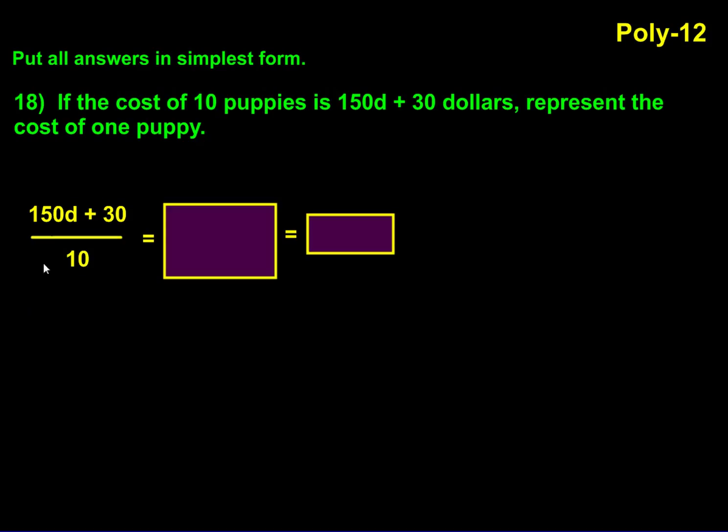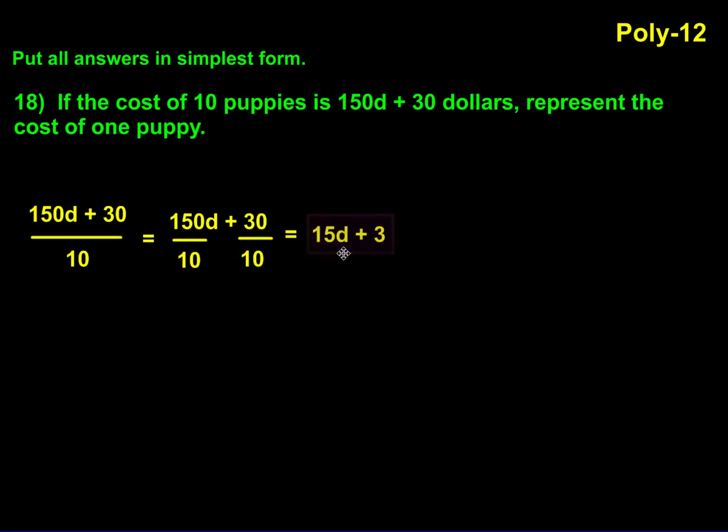So to set it up, we have the polynomial 150d plus 30, and we put that over 10. And remember, we're really dividing each of these pieces of the polynomial by 10, so we can rewrite it as 150d over 10, and then 30 over 10. And then our answer is simply going to be each one of these pieces divided out. So if we divide 150 by 10, we're going to get 15d, and 30 by 10, we get 3.